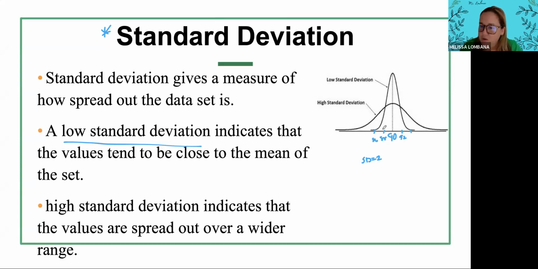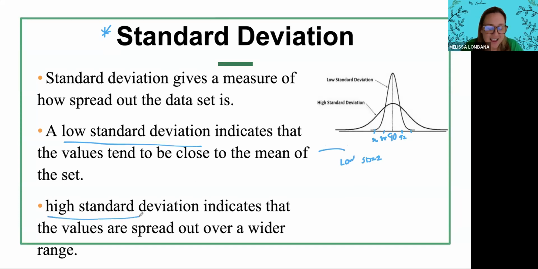Now, how do I know that? I'll explain this to you shortly. There's a percentage, especially when there's a normal distribution, and I will tell you that. Now this is a low standard deviation, right? This is what it looks like.